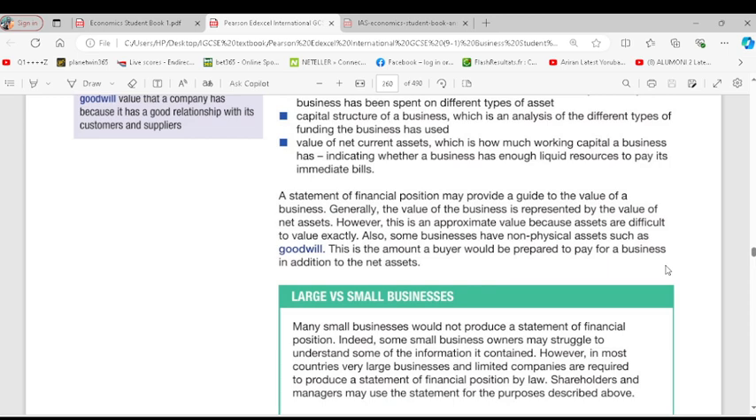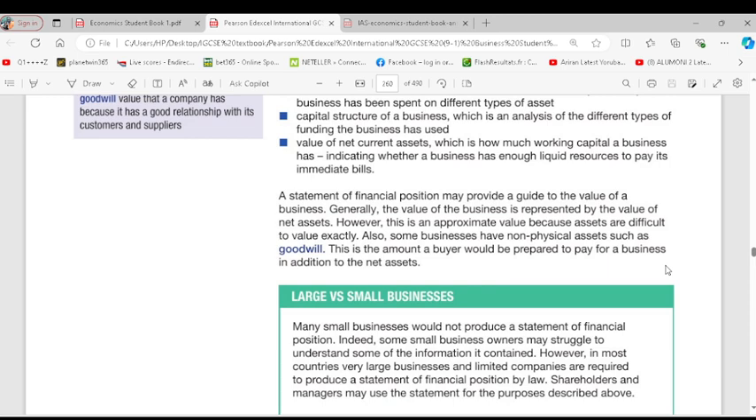When we talk about goodwill, we're talking about the reputation of the business, the perception of customers and the people towards your business. How do they rate your business? That's goodwill, so it is a non-physical asset. It goes a long way to shape the position of a business against its competitors. Do you get it?